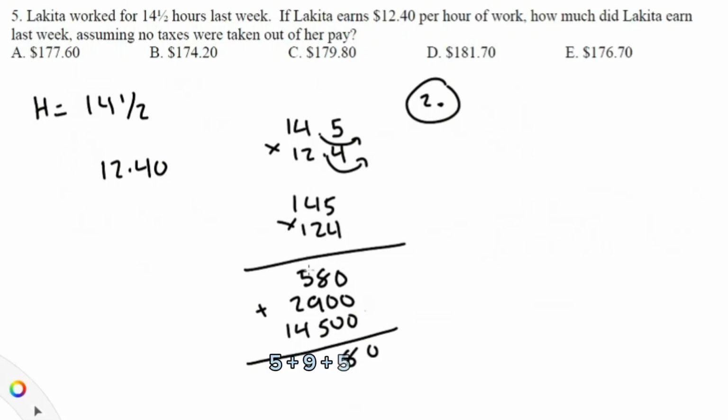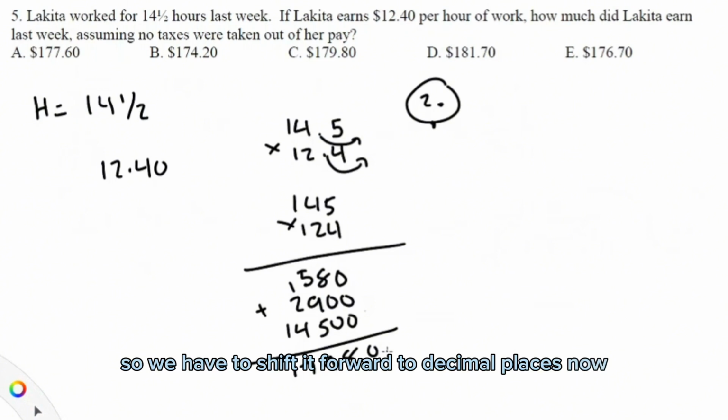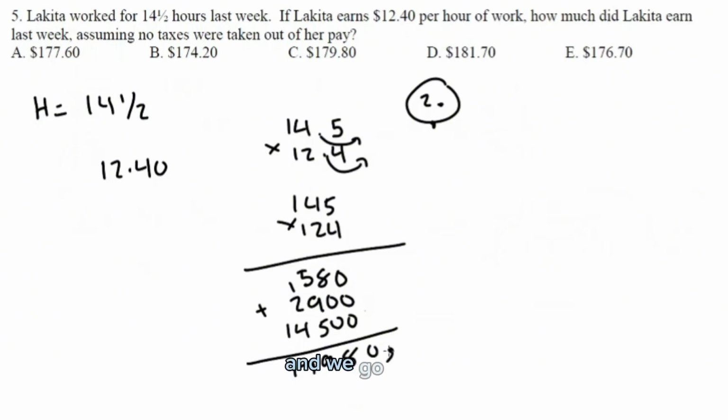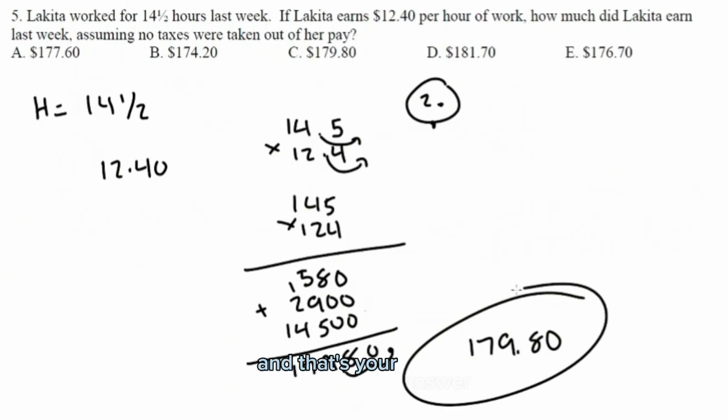5 plus 9 plus 5 is 19. So we carry the 1. 1 plus 2 plus 4 is 7. And then we have 1. So we get 17,980. However, we have these two decimal places, so we have to shift it forward two decimal places now. So the decimal place is right here, and we go 1, 2. So it becomes $179.80, and that's your answer.